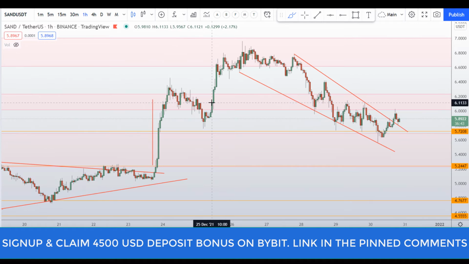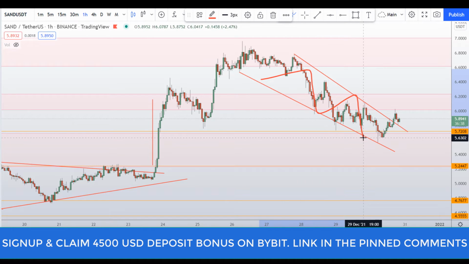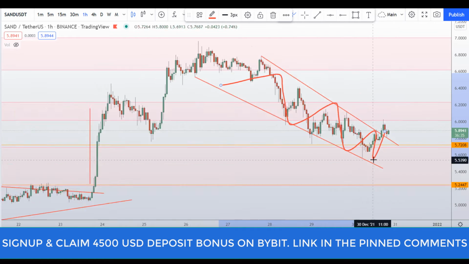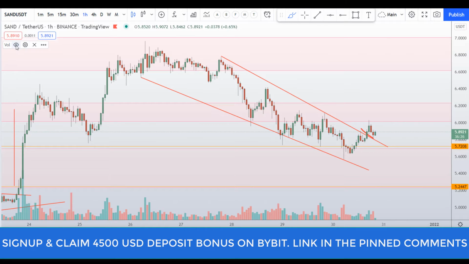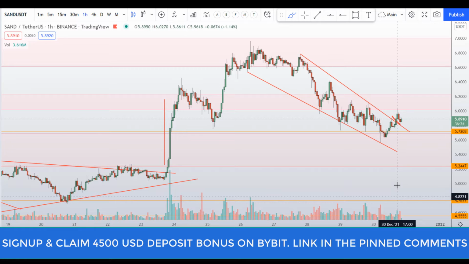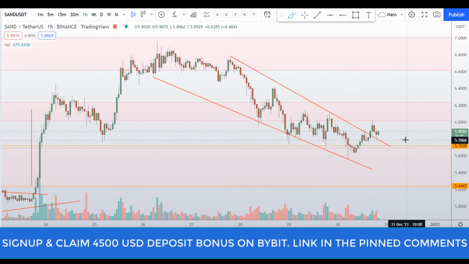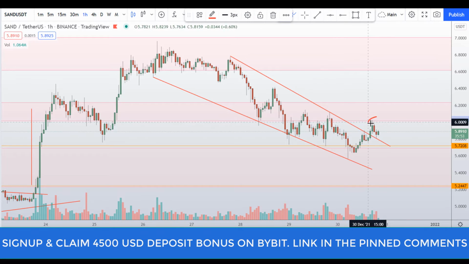If I zoom in on the 1-hour time frame, it looks like it is a falling wedge kind of pattern, and this falling wedge has been broken to the outside. Let me enable the volume. The volume is kind of missing here, but it has broken out, so that's a good sign on the Sandbox right now. But we have to face this resistance right here at around $6 level. As you can see, a lot of resistance will be here.